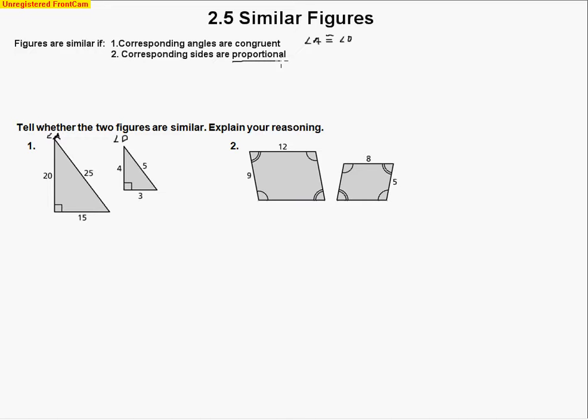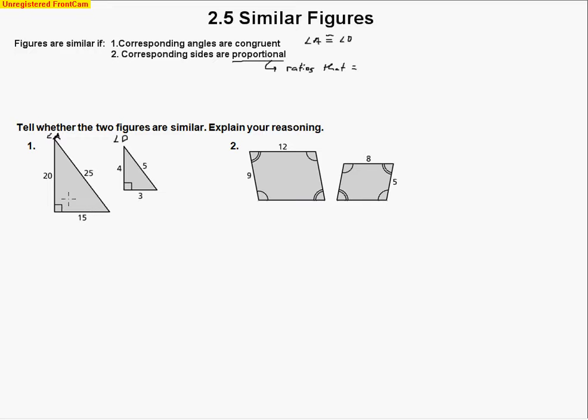So proportional just means that we have ratios that equal. So we'll say ratios that equal one another. And so that's what we're going to end up doing, is really setting up those ratios to see if they're equal. Because we can have figures that have the same angles but are not proportional. The corresponding sides are not proportional. And we might see that in these examples.